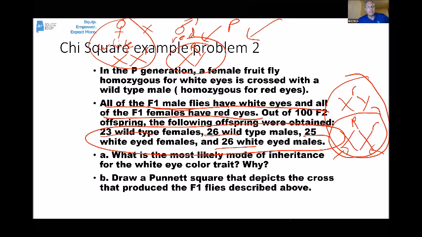But our null hypothesis is going to be what? That there's no statistical difference between our observed numbers, these guys, and our expected numbers, the 25, 25, 25, 25. That's our null hypothesis. So I would just state that there's no statistically significant difference between our observed values and our expected values. That's really all you need to say.